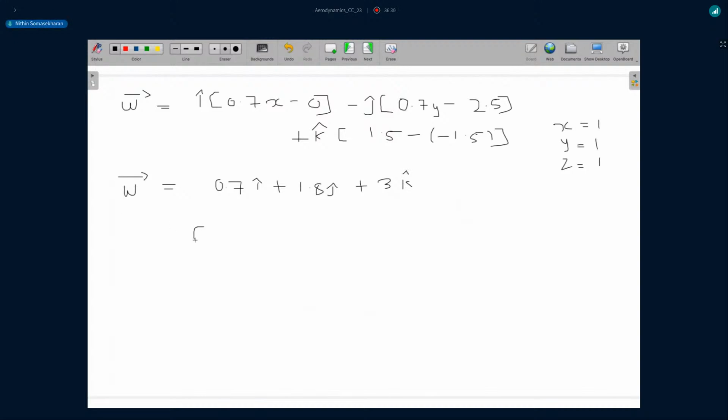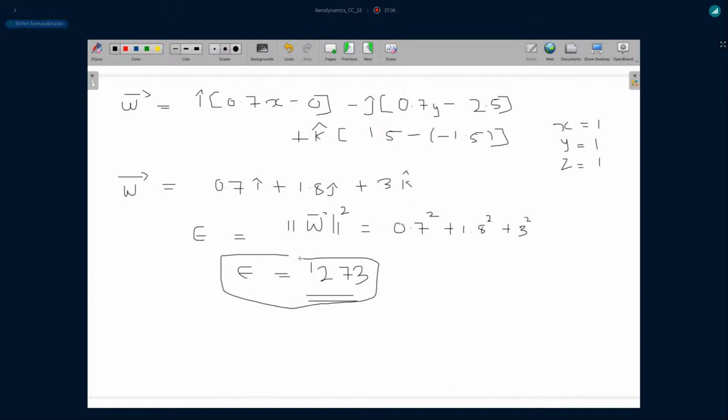So now entropy is nothing but the square of the magnitude of omega, that is 0.7 squared plus 1.8 squared plus 3 squared. This entropy comes out to be around 12.7. That's how you would solve this problem, right?